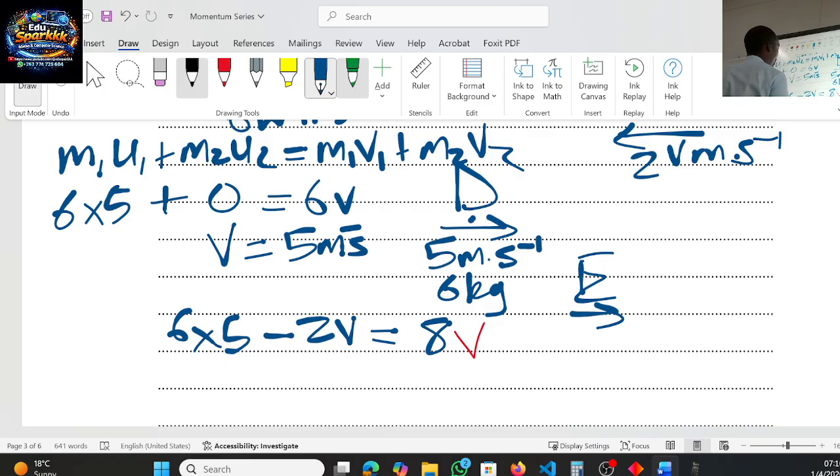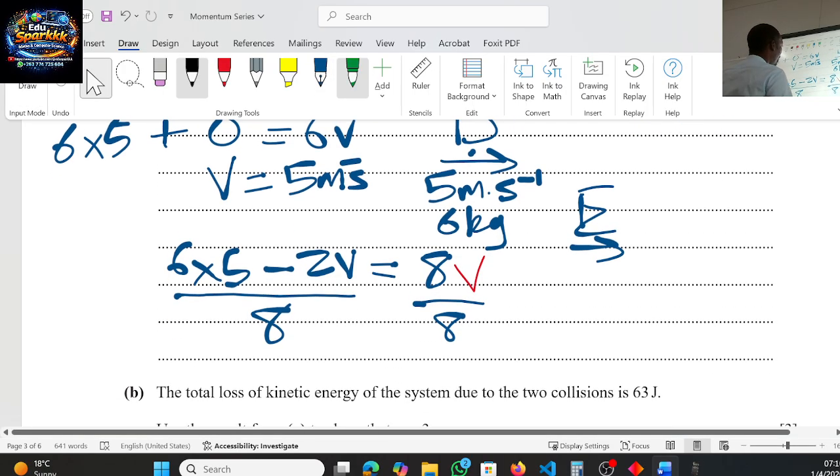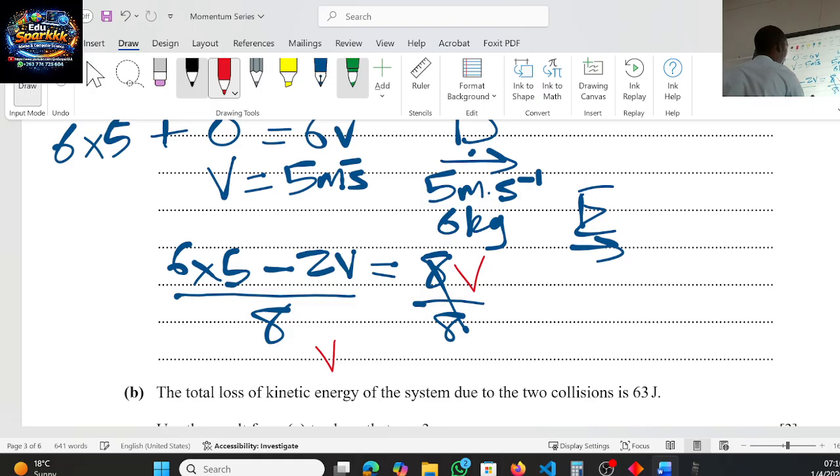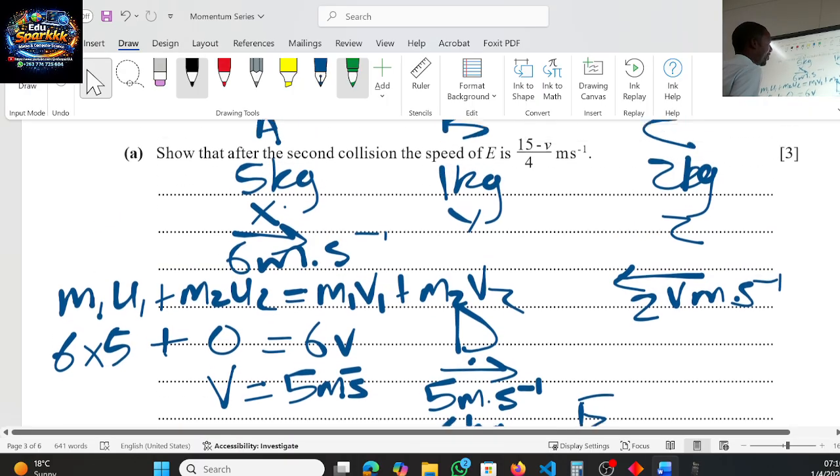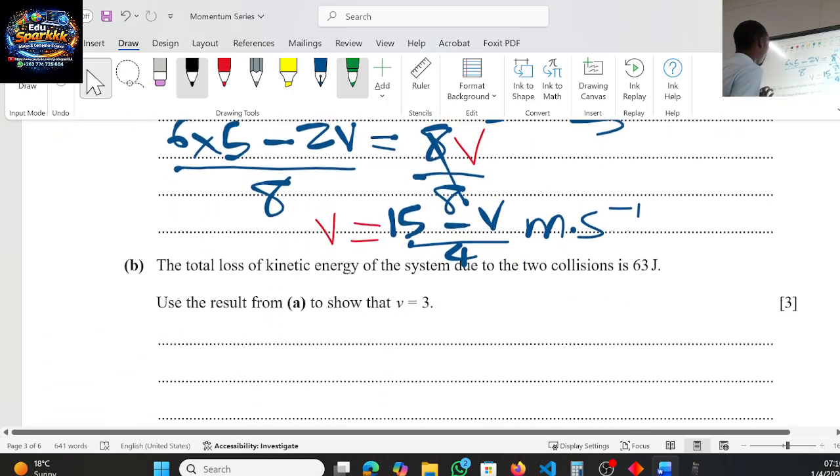I want to make the new speed the subject of the formula because that's what I want to work with. So if I divide both sides by 8, it cancels. Then I have my new speed V, which I want to confirm, and there will be 3 times 5, that's actually 15 minus v, all over 4 meters per second. Let's check if that's what we're supposed to confirm. I think that's it, so we've confirmed the first part.